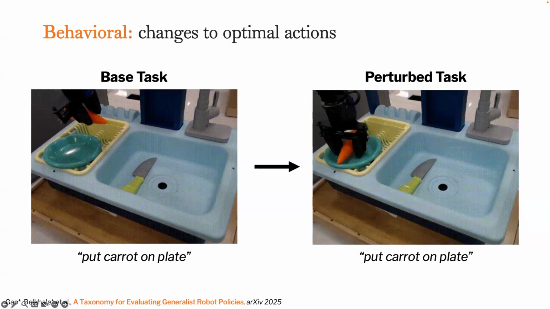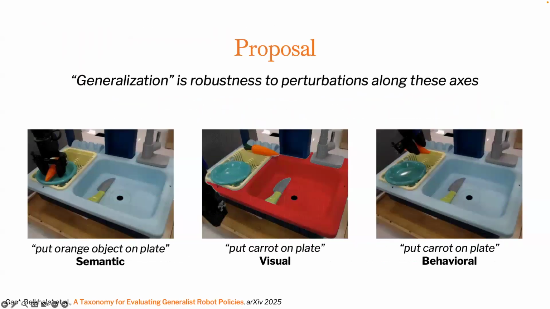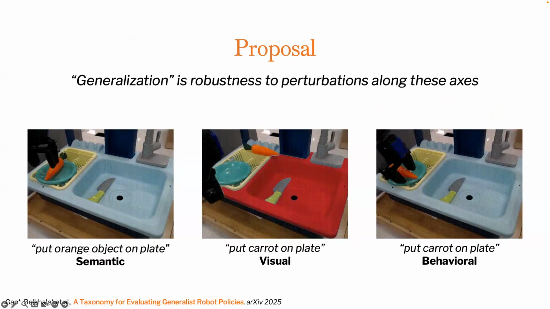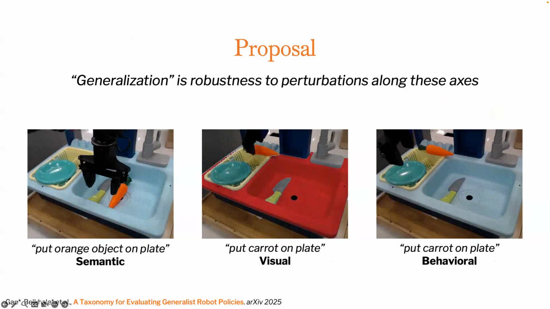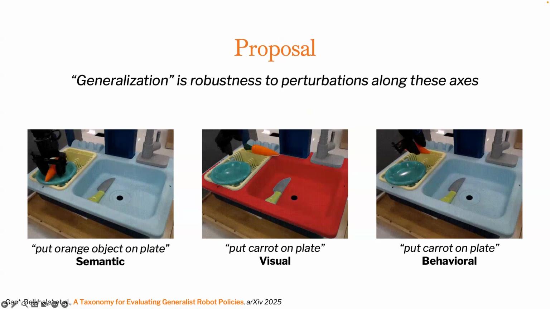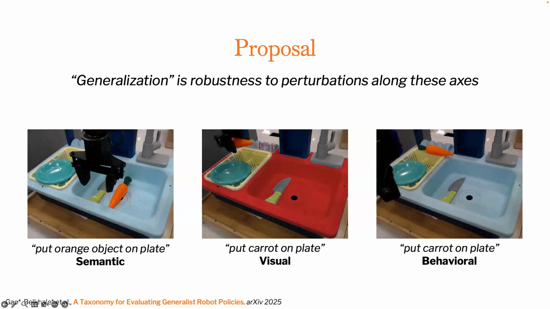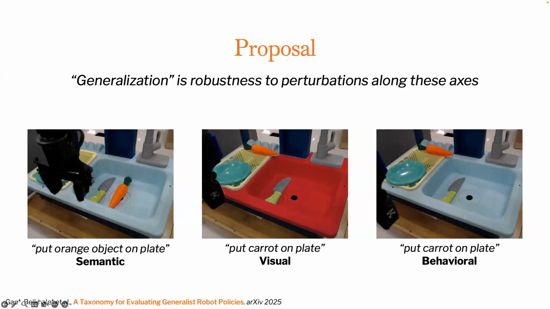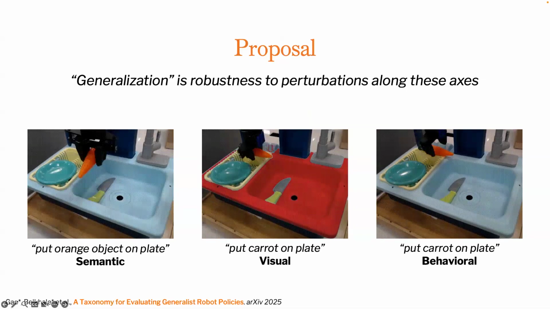So our proposal essentially was to break down generalization in a very empirical way and define generalization as the robustness to perturbation along the different axes and modalities you care about. For the context of VLA models, which we've been studying, this means the way to report generalization would be to see how much you can perturb them along these three different modalities: the vision, the semantic, and the behavioral modalities.